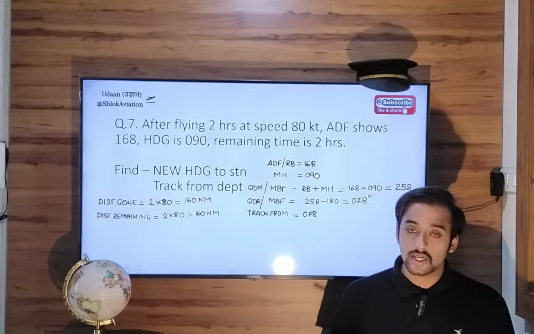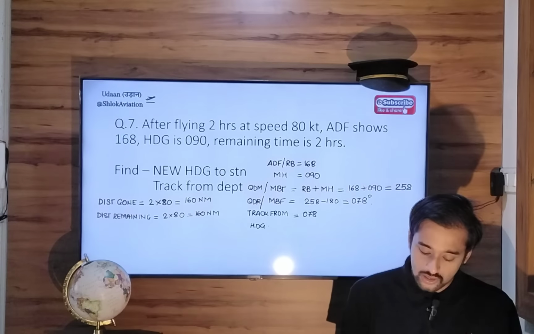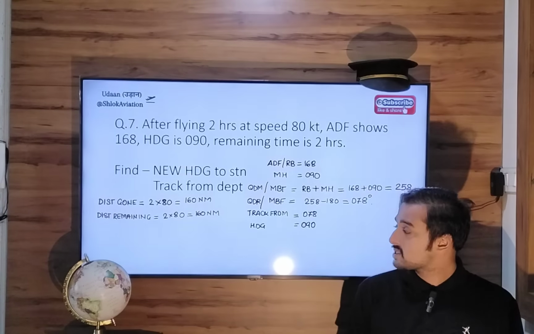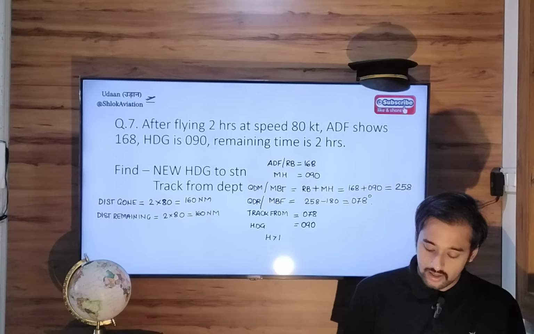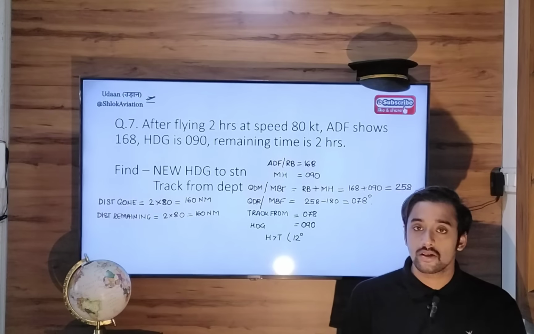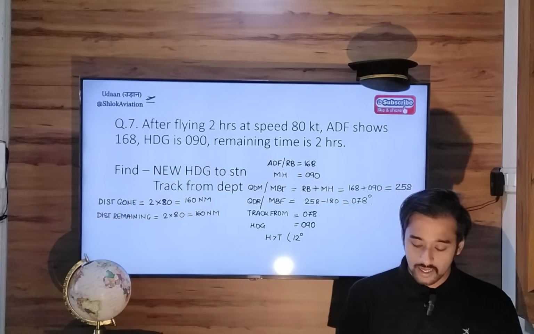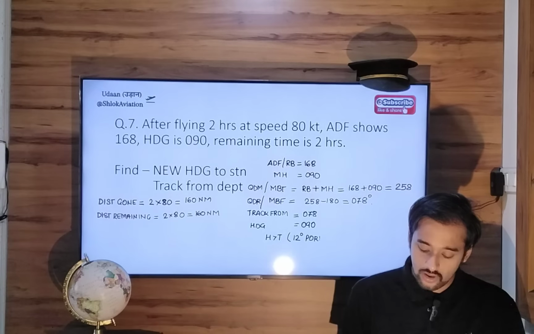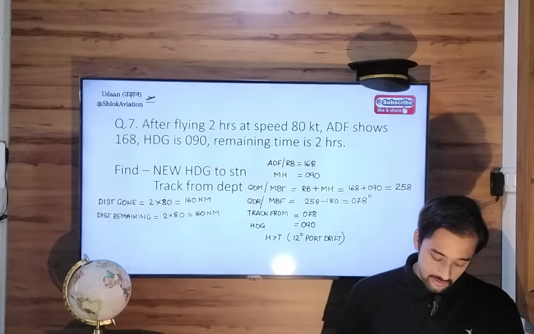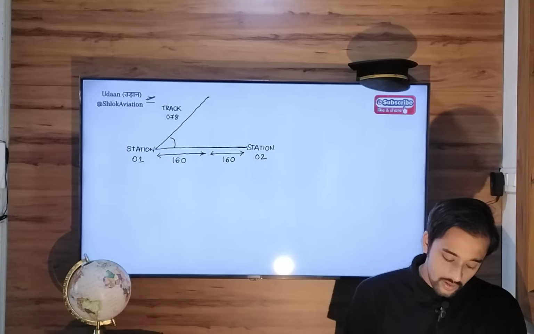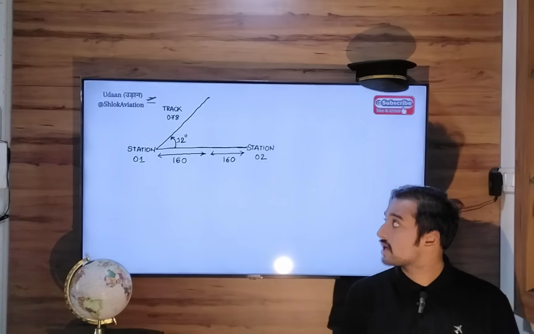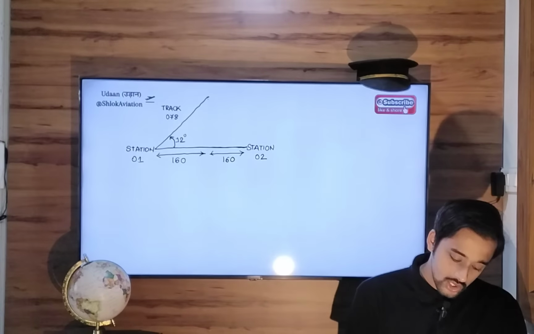Now if we have track 078, we have heading equal to 090. So as you can see, heading is more than track, and heading is more than track by what value? By a value of 12 degrees. And when heading is more than track, we are experiencing what kind of drift? Port drift. Therefore, I am writing here 12 degrees. 12-degree drift is what we are experiencing. Next, let's join this.